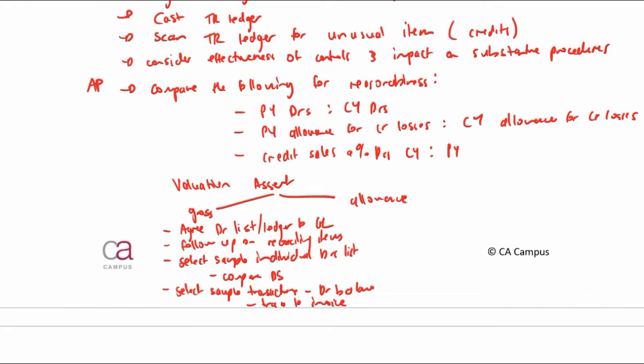Now I want to get into that allowance for credit losses. So I've got to first test the policy, find out, inquire what the policy is. Then I need to test if it's consistent and reasonable. So compare the policy to the prior year to see if it's consistent. And then compare it to the market to see if it's reasonable.